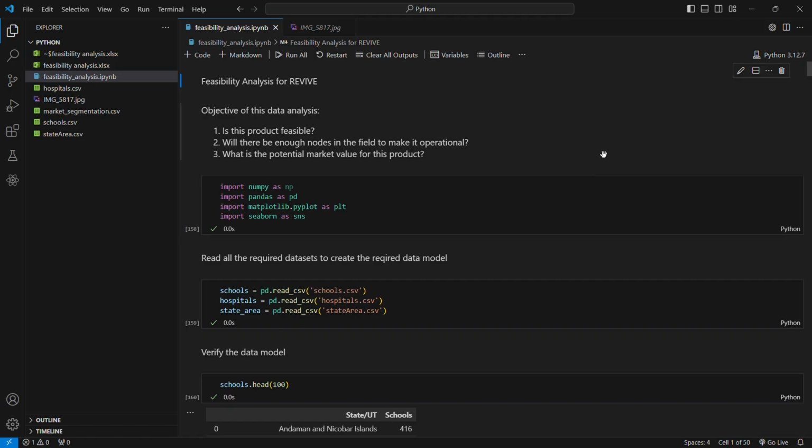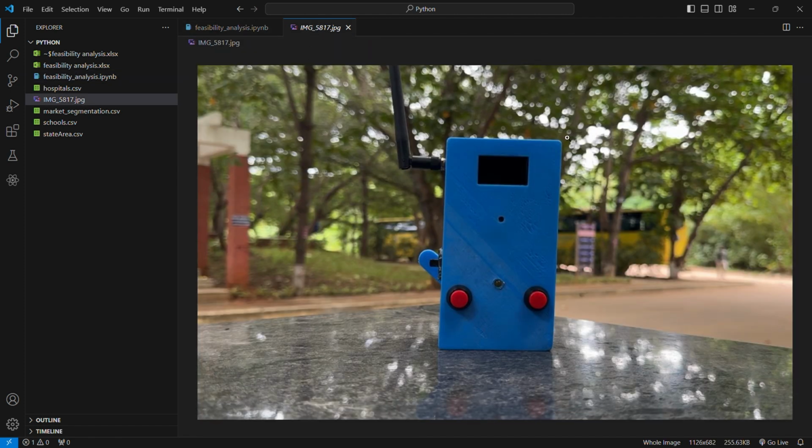I am Vishal and this is my project for data analysis using Python. This is the feasibility analysis for a product called Revive. Revive is a product made by us.